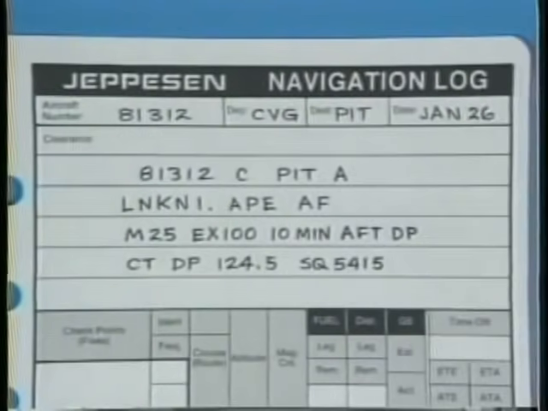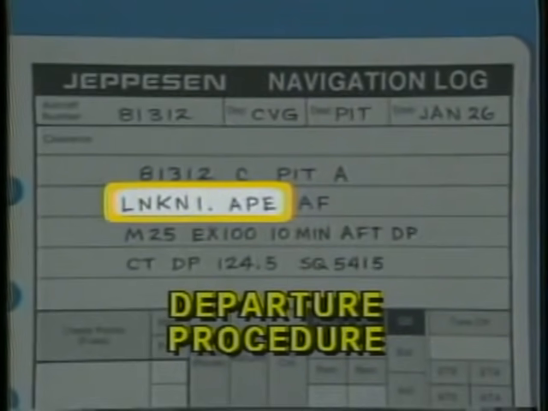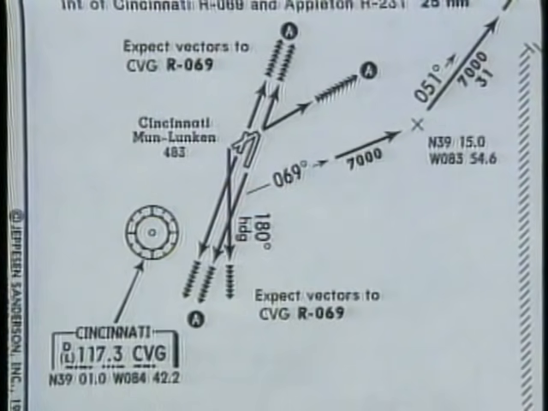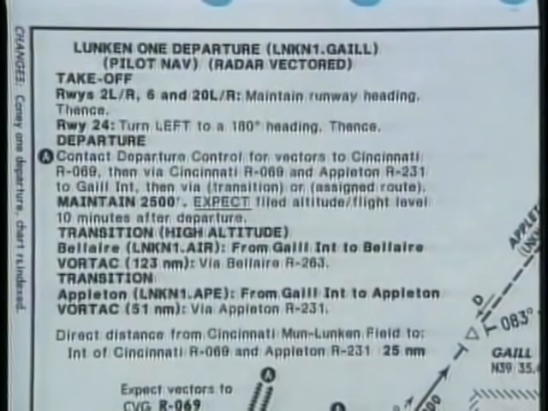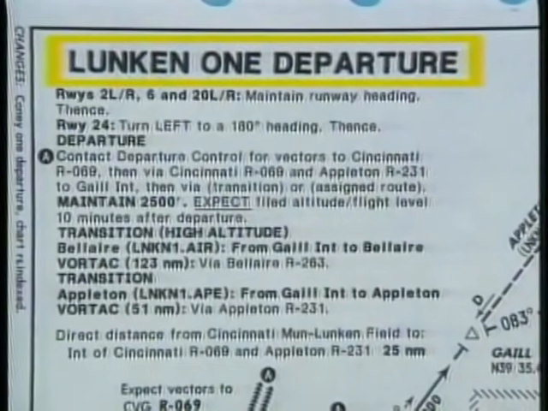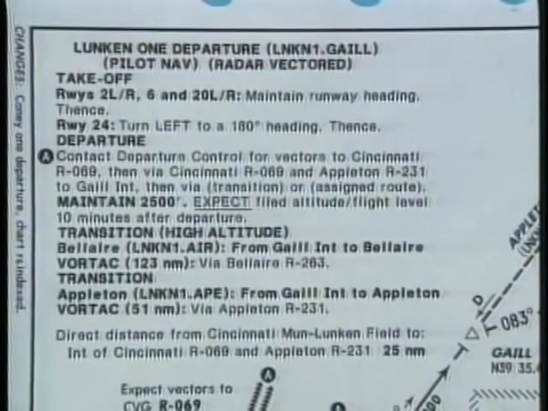Following the clearance limit is any specified departure procedure. "Lunken 1 departure, Appleton transition." This may be a special procedure called an instrument departure procedure. Or it could also be a specific heading or altitude to fly after takeoff. Departure procedures are published for certain controlled airports. Each has a procedure name followed by a number. This example shows the Lunken 1 departure at Cincinnati. Departure procedures will be covered in more detail in a later program.